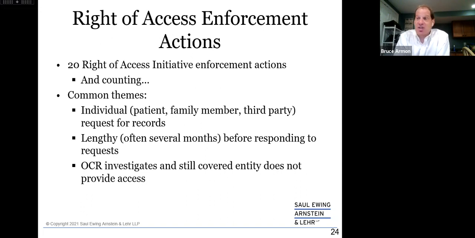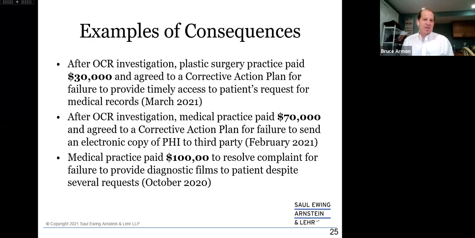Sometimes they give a tip to the covered entity in terms of how they can do things. And inevitably, some of these covered entities still don't respond in a timely way. And then the government feels there's no choice, but they need to go and impose some sort of sanction or penalty. I provided here just a couple of different examples. You can see that these things can add up pretty quickly in terms of the fines.